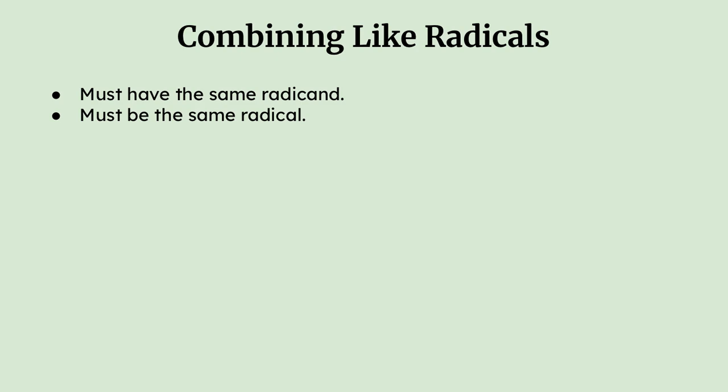So when we combine like radicals, they must have the same radicand and must be the same radical. So radical is that. It's the check mark box thing with the index, the little tiny number up top. The radicand is the number inside the radical.